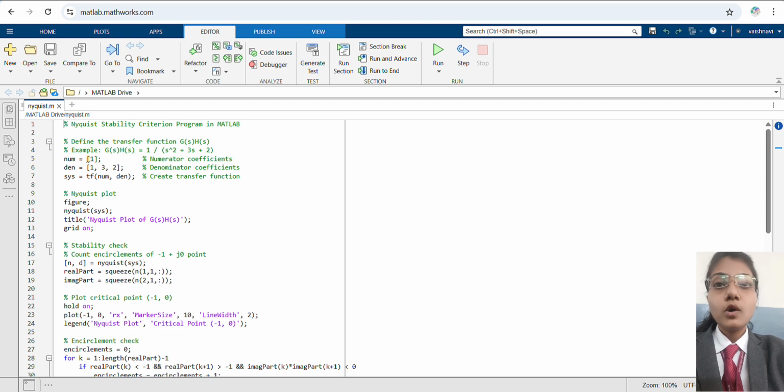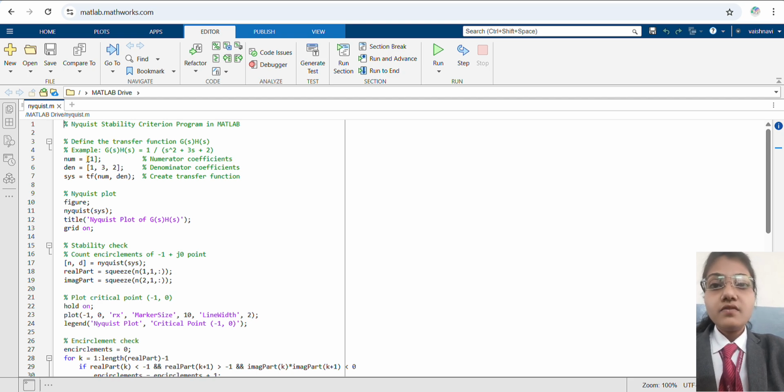Here in the second part, we have to plot the Nyquist diagram. So for plotting, we are using MATLAB: figure; nyquist(sys); title('Nyquist plot of G(s)H(s)'); grid on. This opens a new figure window, and nyquist(sys) plots the Nyquist plot of the transfer function. Then we add the title and grid to the plot. The Nyquist plot is a graph of the frequency response.